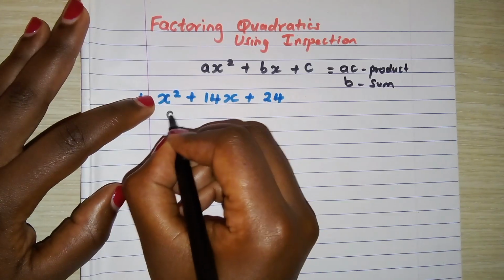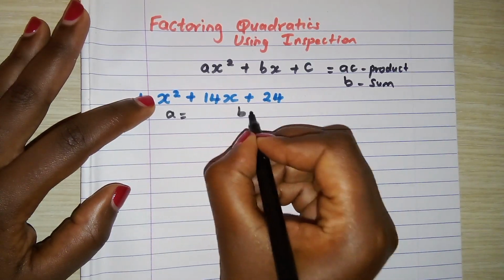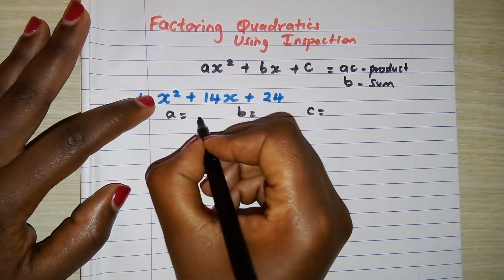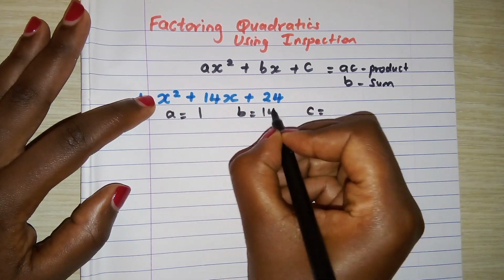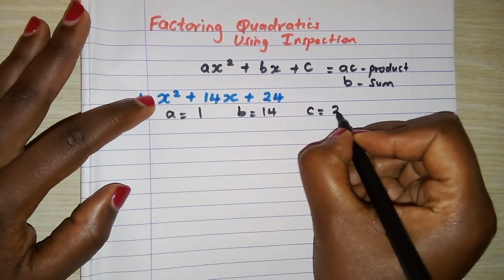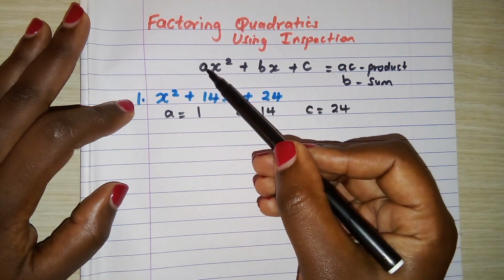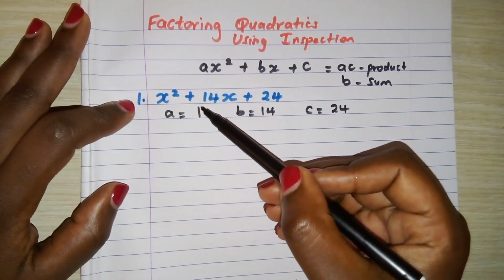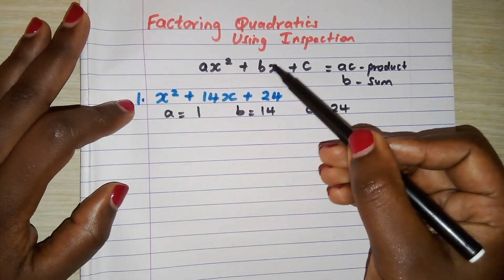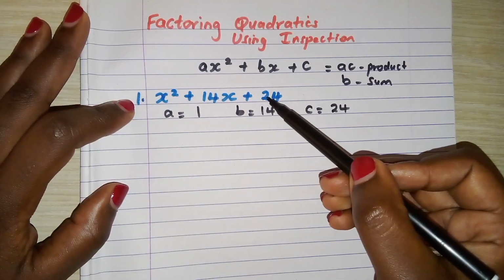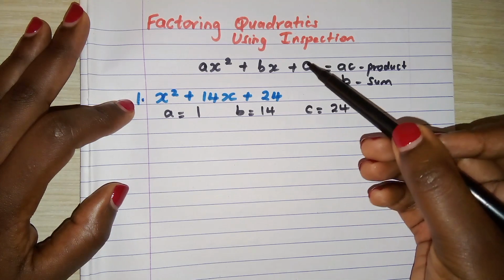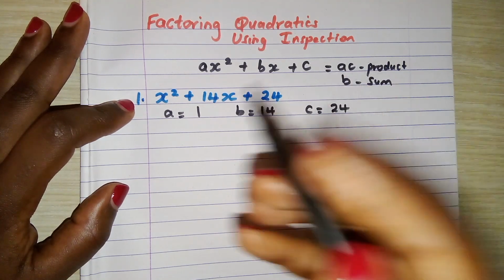So you start by writing your A, B, and C. A is 1, B is 14, and C is 24. So when you look at it, A is the number attached to the x squared, 1, and then B is the number attached to the x, which is 14, and C is the constant, so that's 24.